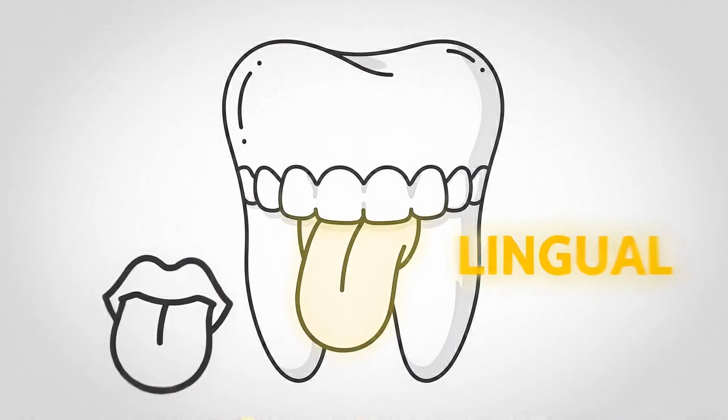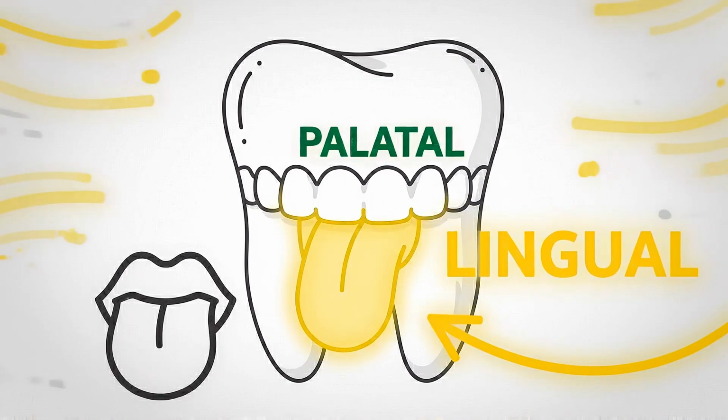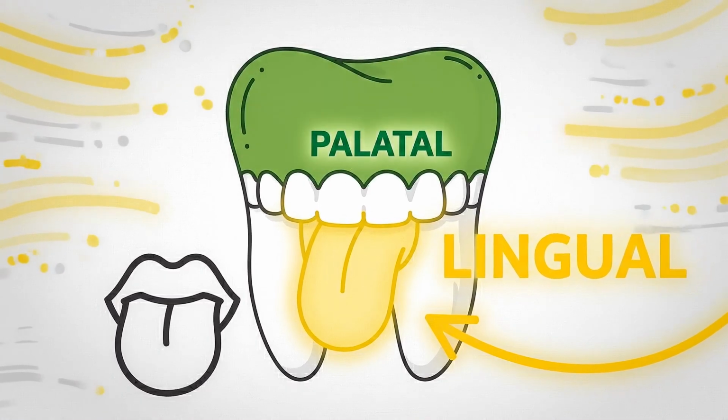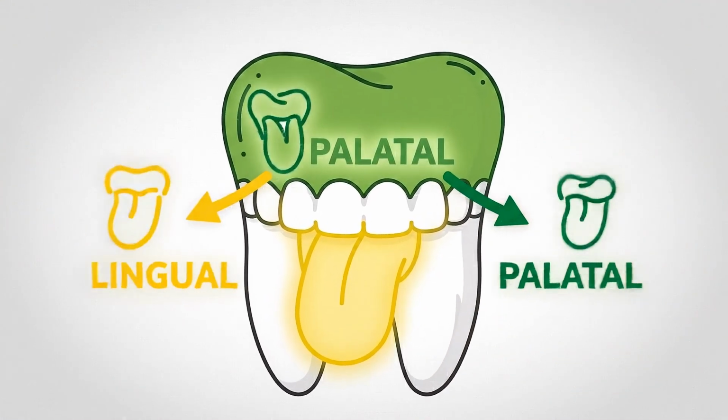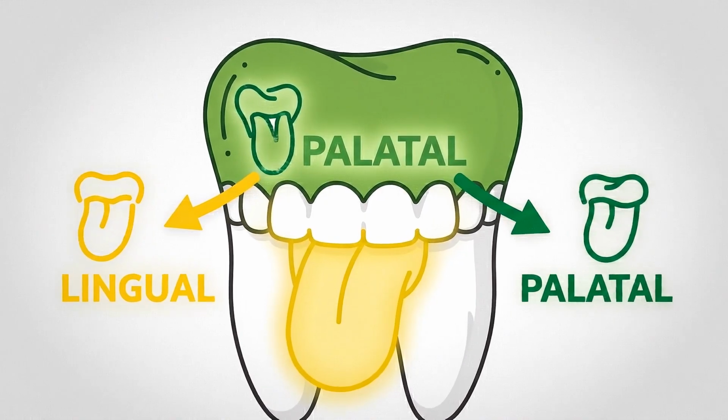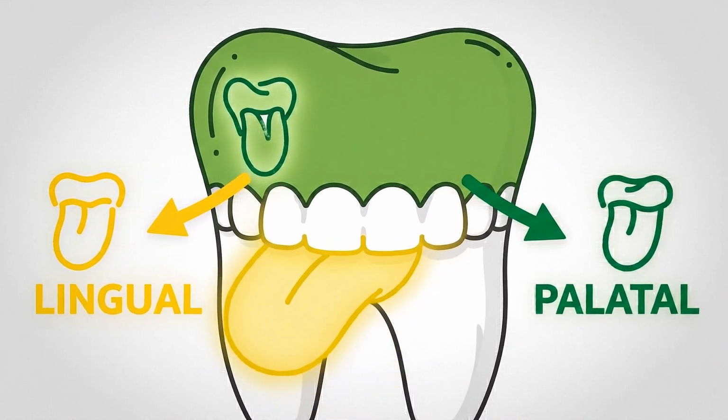6. Lingual and palatal. The inner surfaces facing your tongue. Lingual for lower teeth, tongue side. Palatal for upper teeth, palate or roof of mouth side.